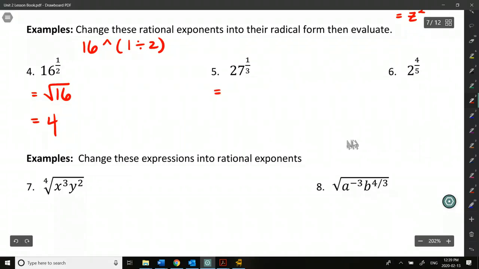Okay, so when we do 27, if we want to put this into root form, the cube root of 27 is what we're going to get. The denominator becomes your root out here, and this usually will remain on the value, but of course we don't really write exponent 1, so we just know that that remains there.